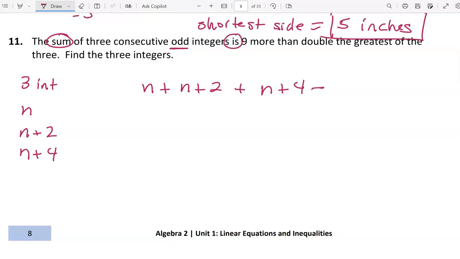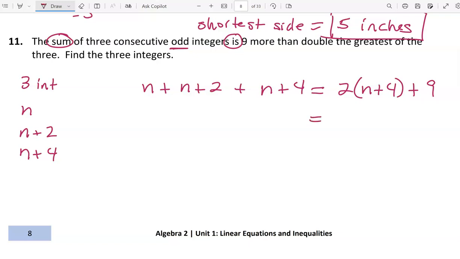Then we find the word is. And on the other side of is, we have 9 more than double the greatest of the three. So double the greatest one is 2 times n plus 4, and then add 9 to that. Parentheses are necessary here because we need to figure out what n plus 4 is equal to before we can double it. So that's just indicating that that operation has to go first.